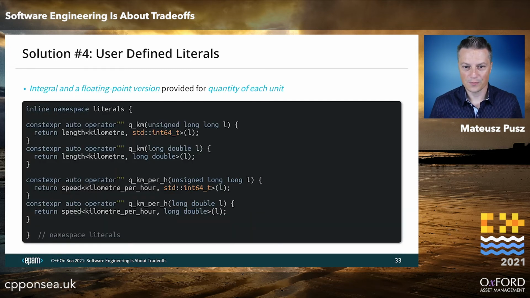And we have solution 4. Solution 4, like we know from basically the std::chrono library. We have user-defined literals. And for each unit in the library, we provide two versions, one for the integral version and one for the floating point version. So it is twice more than in previous cases for each unit in the library.